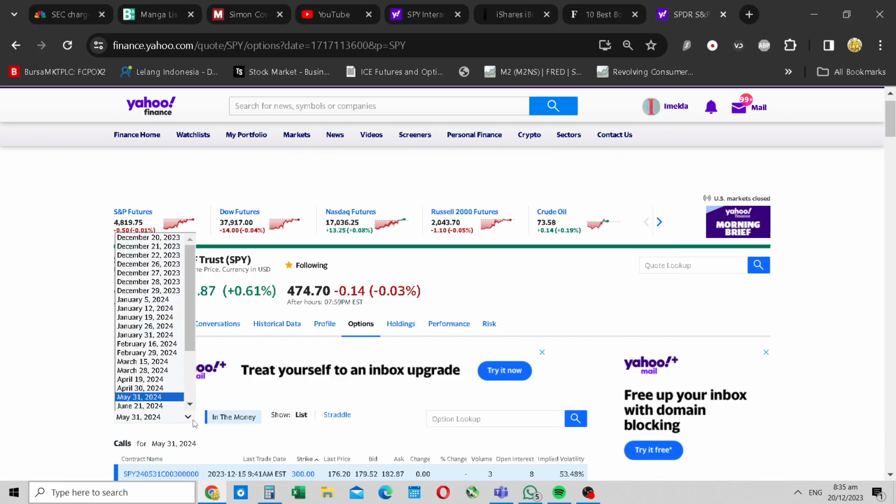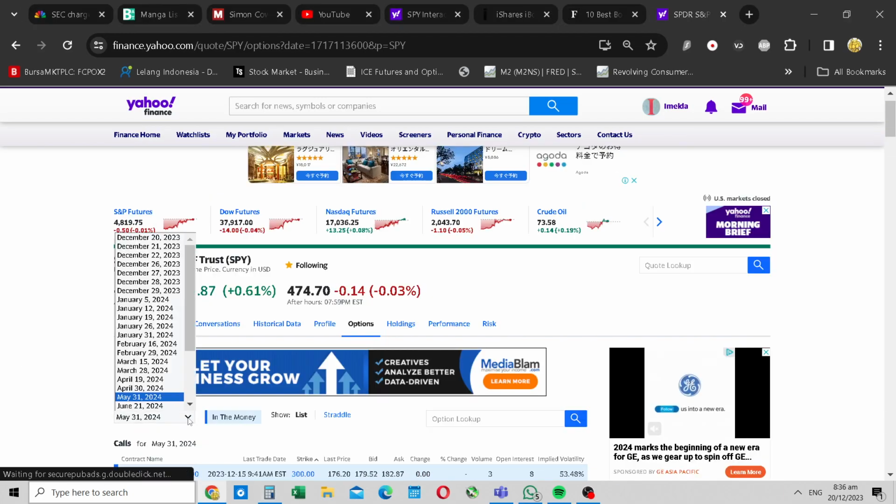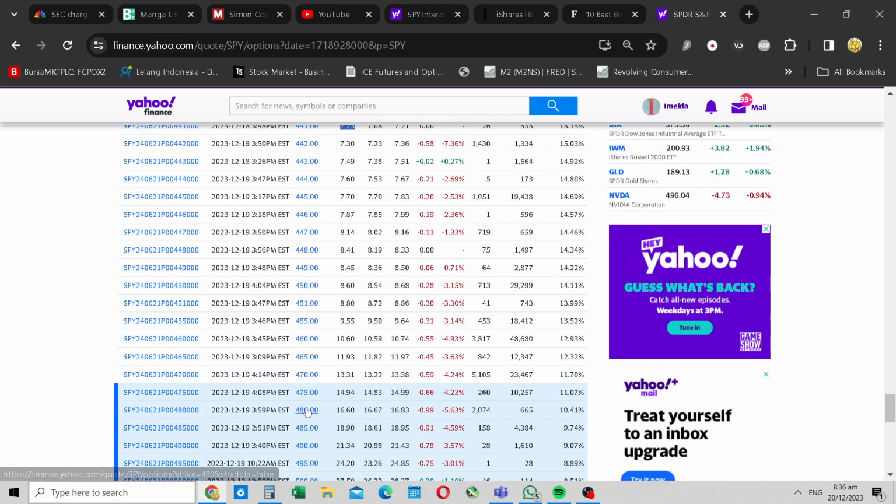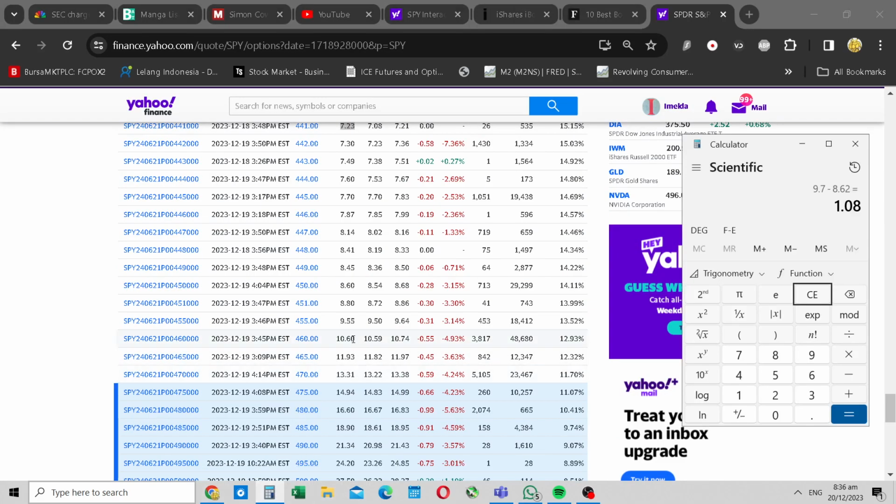I'm gonna make it longer to June. Yeah, June I think got more options. Sometimes you see the numbers, they're not very liquid, you just skip them, find another one better. So this one I think is better because the spread is closer. So it's 10.6 minus 9.55. So it's 1.05.